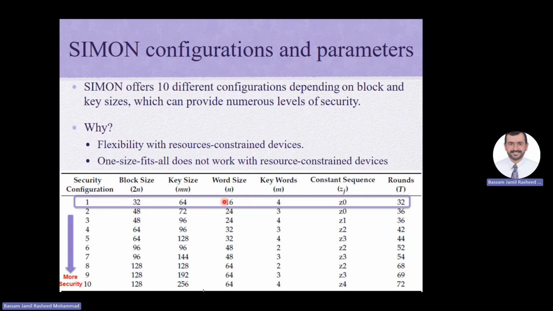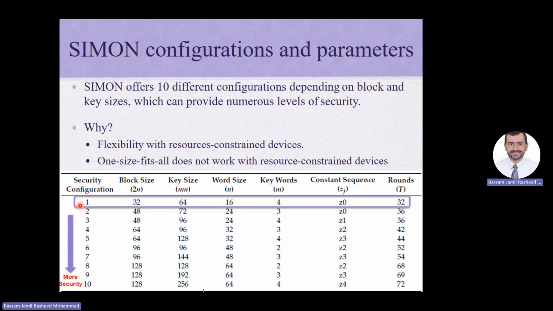Some notations that Simon uses. And we have a constant here. We have a bunch of constants that these configurations could use. They are referred to as Z0 all the way to Z4. And these are pre-computed constants by the algorithm developers. How many rounds? 32 rounds. You can choose another configuration as you go down. As I said, the more security here.